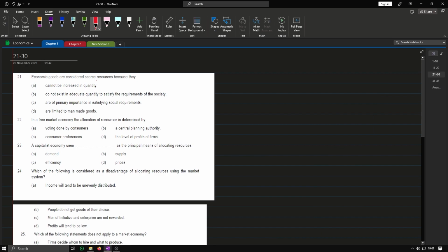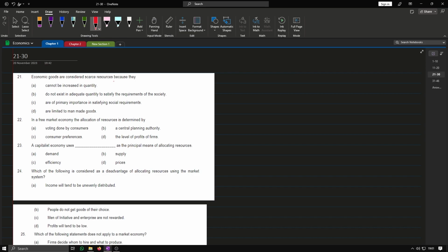Economic goods are considered scarce resources because they: A. cannot be increased in quantity, B. do not exist in adequate quantity to satisfy the requirements of the society, C. are of primary importance in satisfying social requirements, D. are limited to man-made goods.